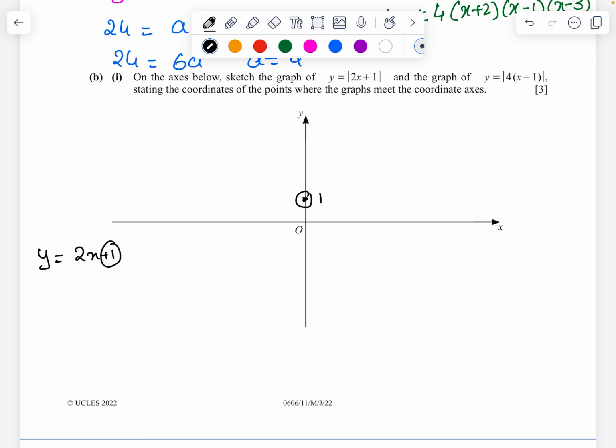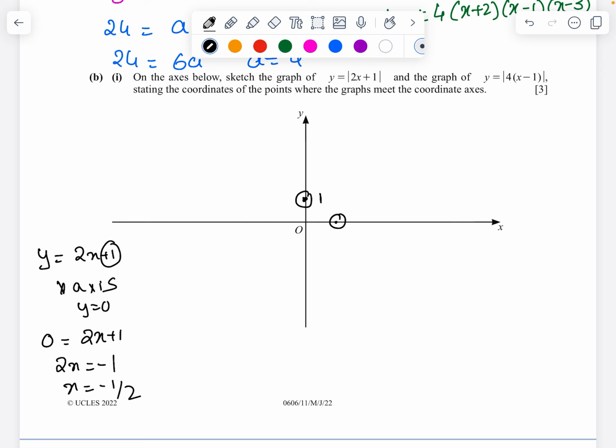Now I want to know the x-intercept. X-intercept means nothing but what? Y equals 0, on the x-axis. So y equals 0. So 0 equals 2x plus 1. So 2x equals negative 1. X equals negative half. This is going to be the point.